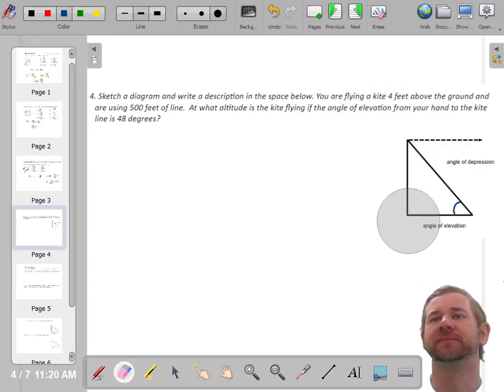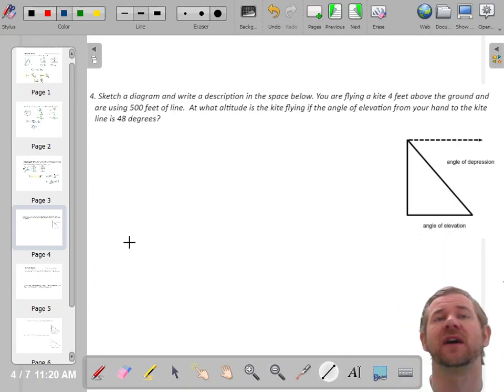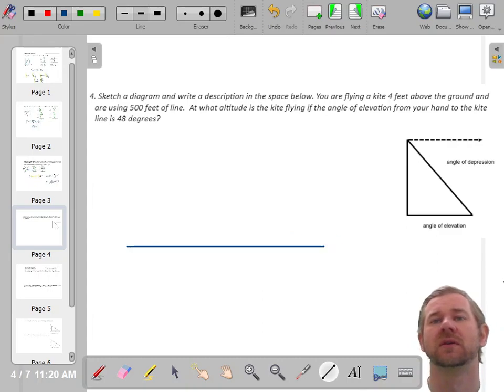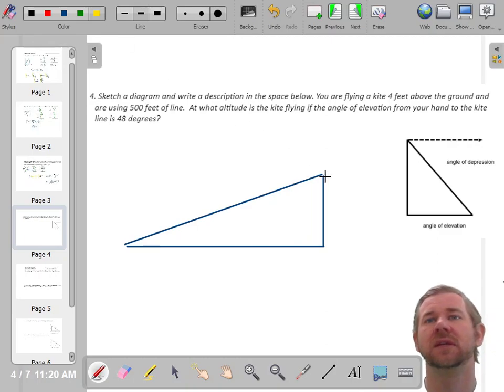So we're going to draw a picture. It says you're flying a kite 4 feet above the ground and using 500 feet of line. So we'll draw a triangle, and this will be my lovely kite, little tail. There you go. Okay, maybe too long. 4 feet above the ground and using 500 feet of line. At what altitude is the kite flying?